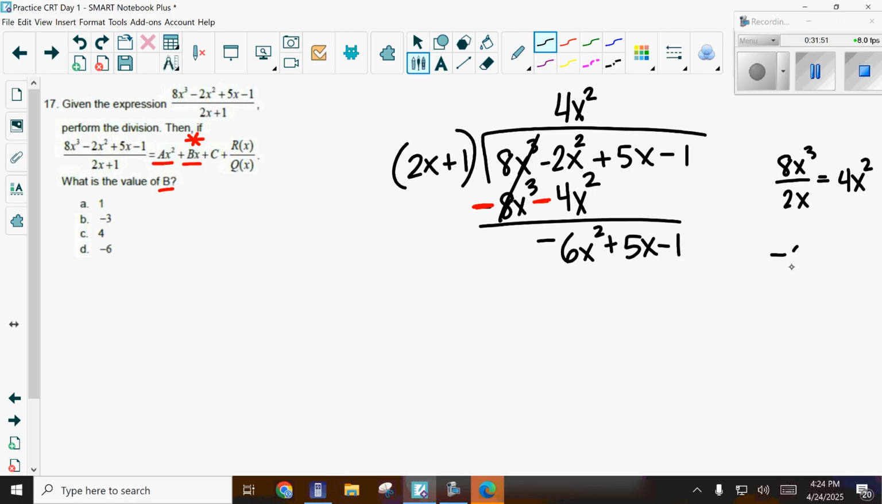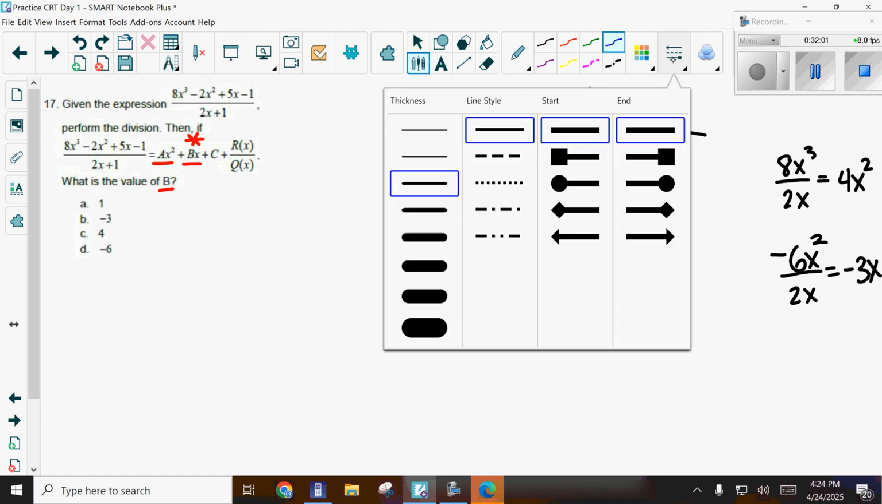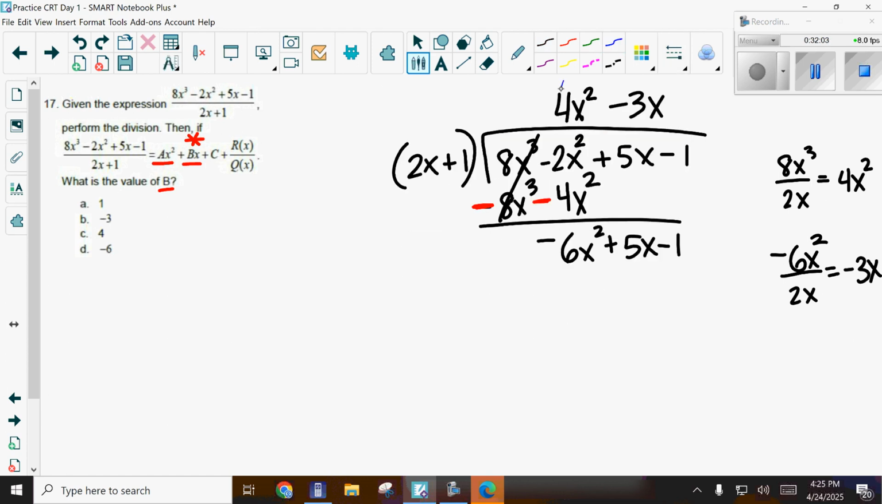So I take the first one on the inside, negative 6x squared, I'll put on top of 2x, so that gives me negative 3x, and actually I can stop. The problem said find the bx term. This is ax squared, this is bx. So I'm done. The answer is negative 3, because they only want the b.